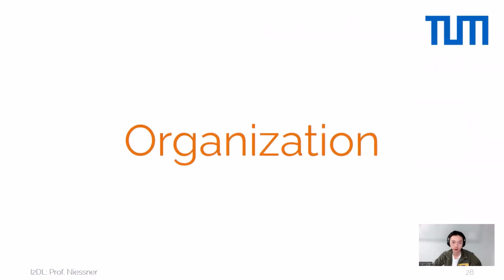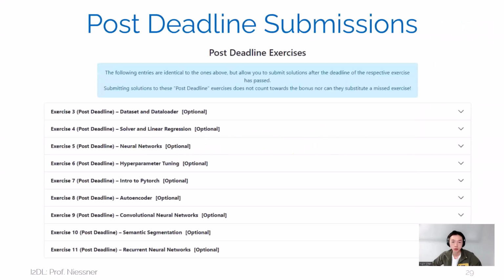Yeah, that's it. There are a few questions about the organization. First of all, we have the post-deadline submission. That means after the deadline, you can still submit to our system to improve your exercise, but it's not counted for the bonus. Even if you have missed the deadline, you cannot use post-deadline submissions to get a pass for the bonus, but you're welcome to use it to improve your model.